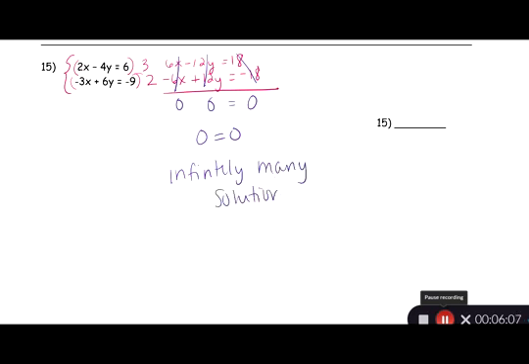What it means is these two lines are actually the same line. They represent the same line on the graph. So every point on the line is a solution. On MyMathLab, they will have it written something like the set of x, y such that 2x minus 4y equals 6. It's actually going to be a choice for you. It'll say infinitely many solutions, and it'll have this set written there for you.